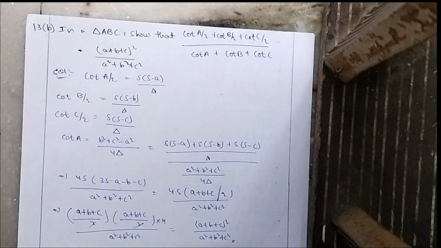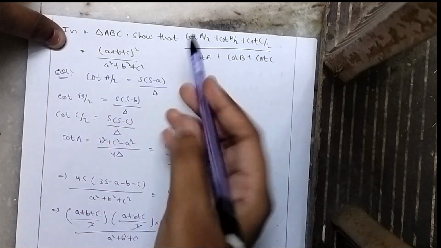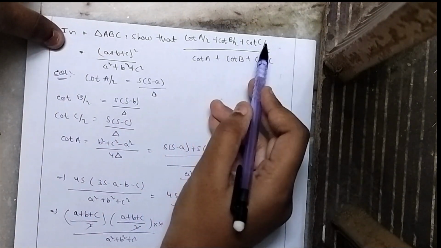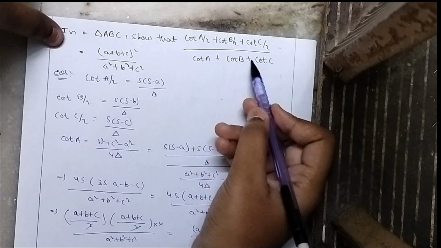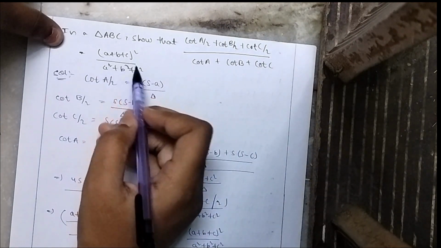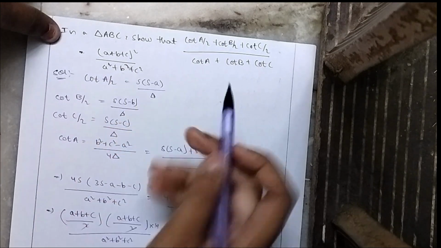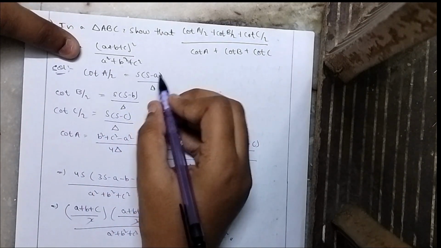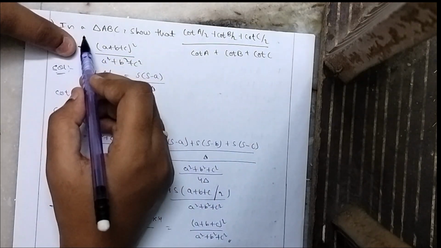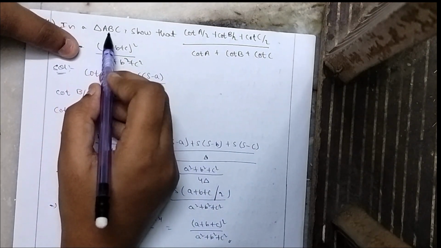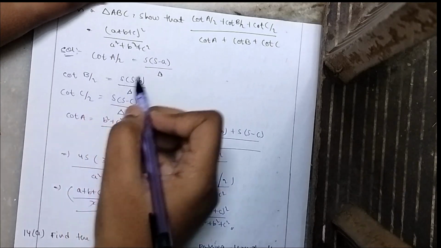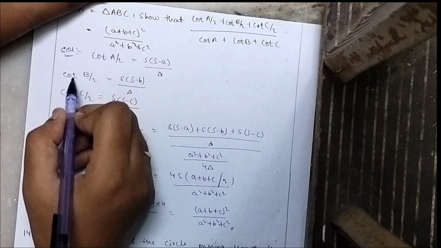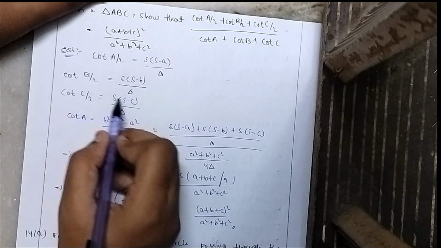In a triangle ABC, show that cot A by 2 plus cot B by 2 plus cot C by 2 by cot A plus cot B plus cot C equals a plus b plus c whole square by a square plus b square plus c square. So from this, you know the formula that cot A by 2 equals s into s minus a by delta, as they have given that in a triangle ABC. So the formula is s into s minus b by delta for cot B by 2, and cot C by 2 equals s into s minus c by delta.